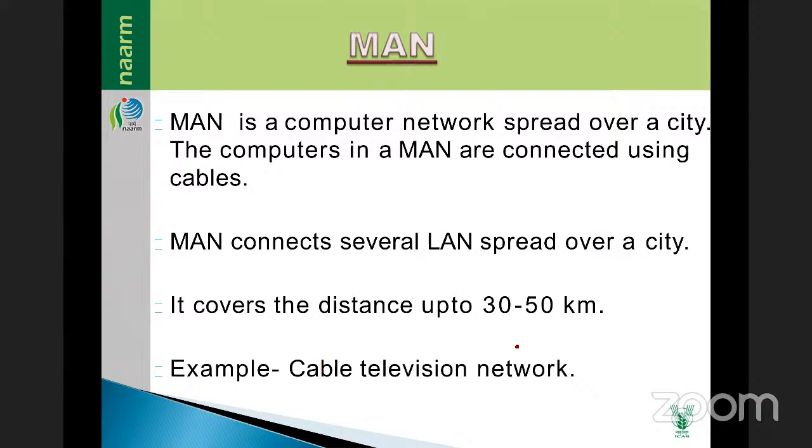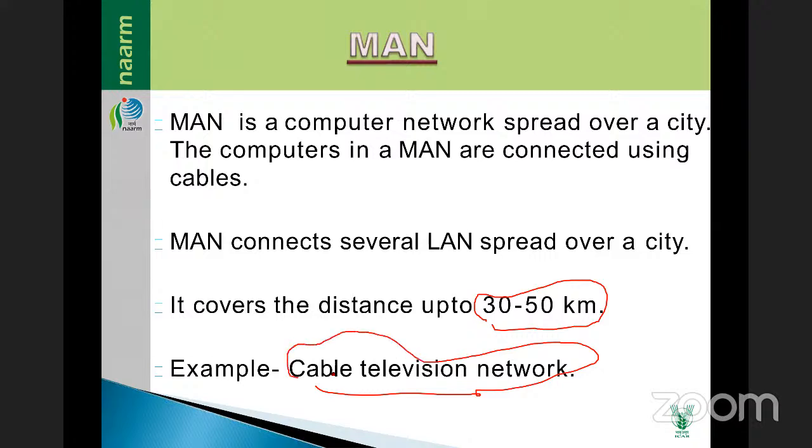Okay. So MAN covers a distance of up to 30 to 50 kilometers. Suppose city surroundings, 30 to 50 kilometers you can cover. An example is the cable television network. We keep cable connections for the entire city from one place to other places through MAN connections.